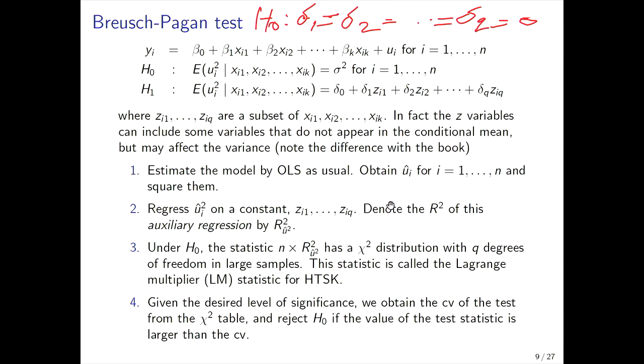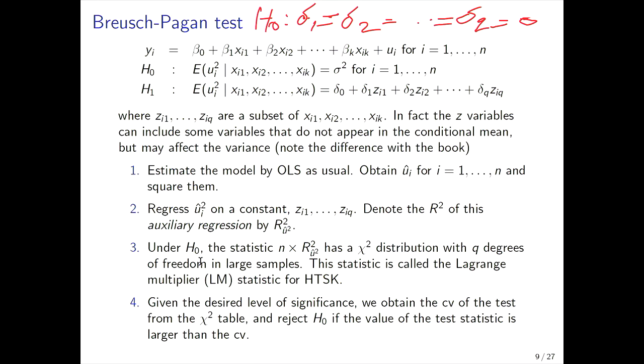We're only performing this regression to get the R squared. So this is an example of an auxiliary regression. It's a regression that you don't have any intrinsic interest in. You're just running the regression to get a statistic to help you do something else. So at step two, we regress the squared OLS residuals on a constant and the z's, and we get the R squared from this regression.